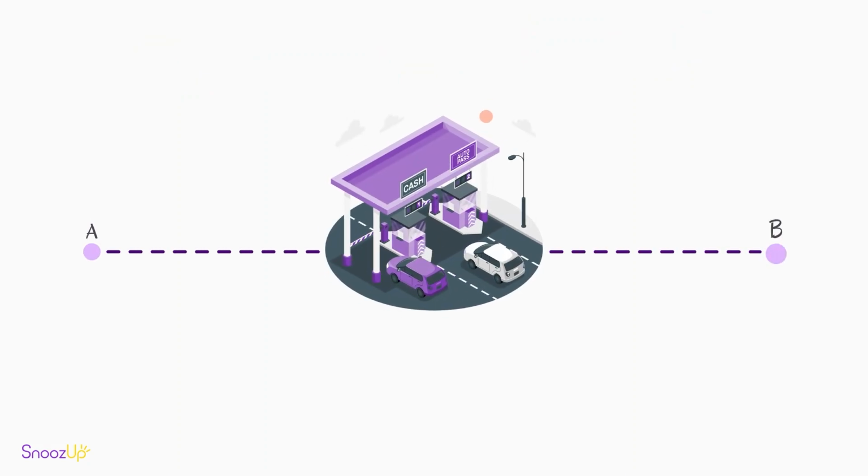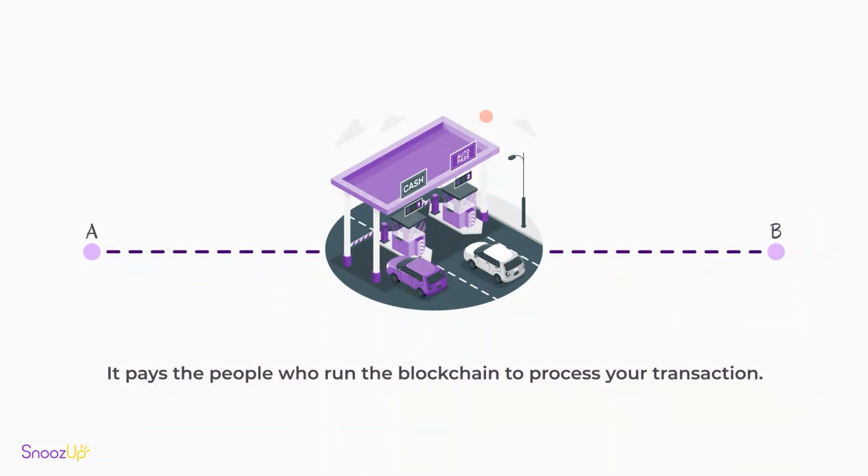Whenever you send a token, you pay a small fee called a gas fee. Gas is like the toll for using the road. It pays the people who run the blockchain to process your transaction.